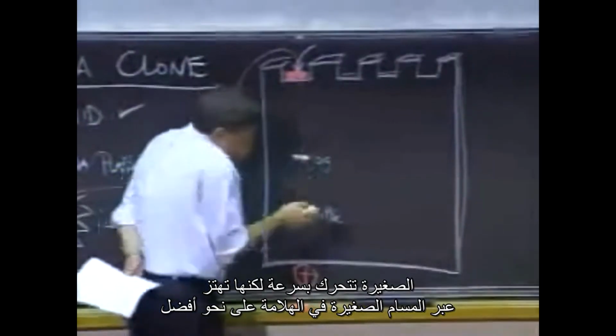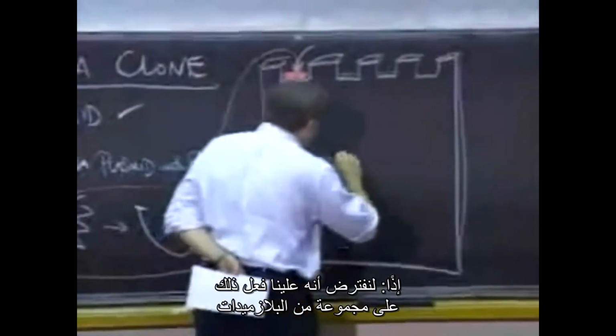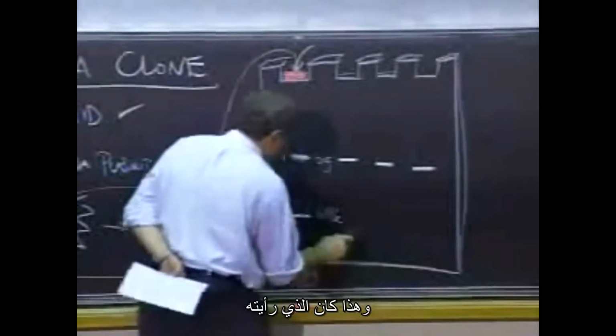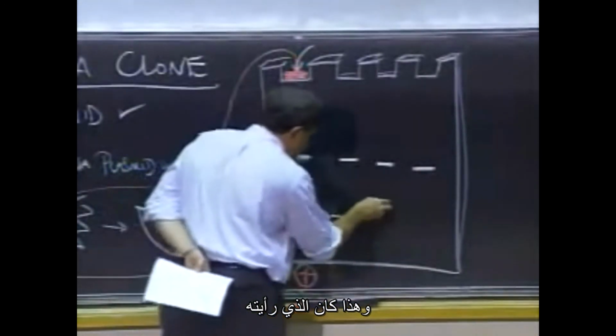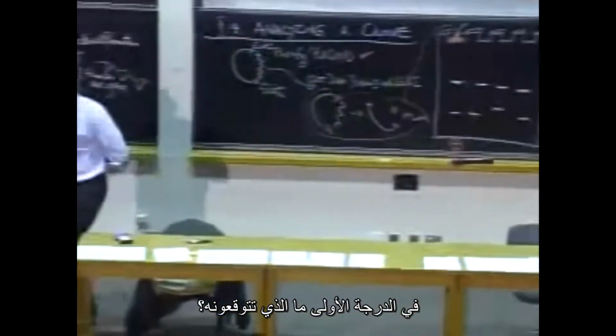Smaller moves faster because it wiggles through the little pores in the gel better. So suppose I were to do this for a bunch of plasmids. And what I saw was this. First order, what do you guess?